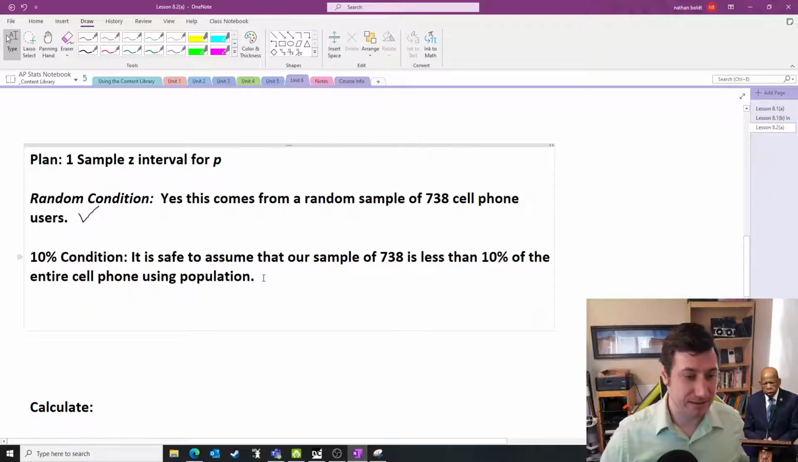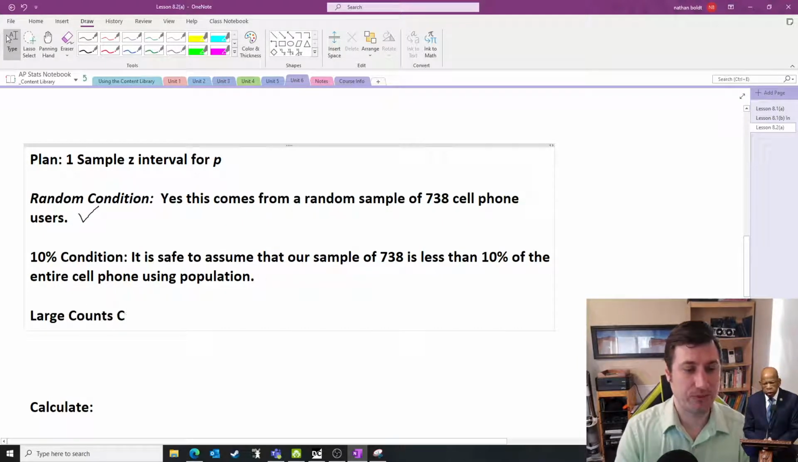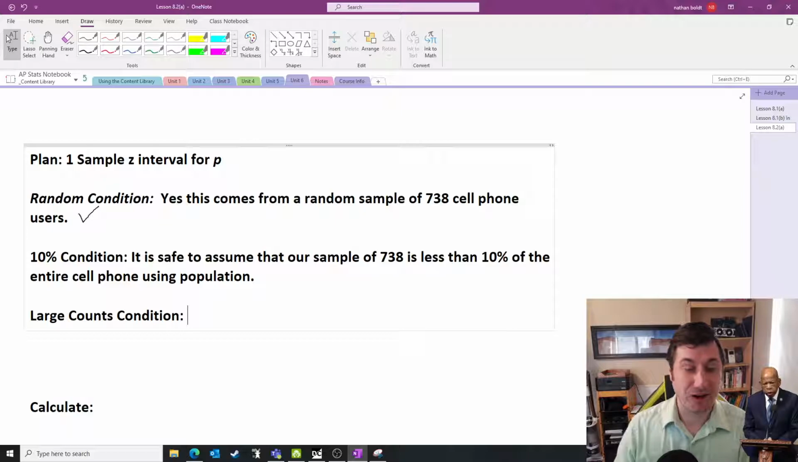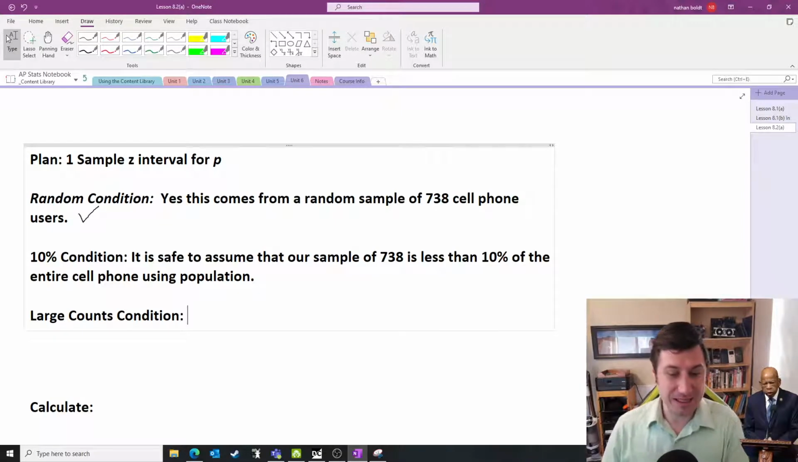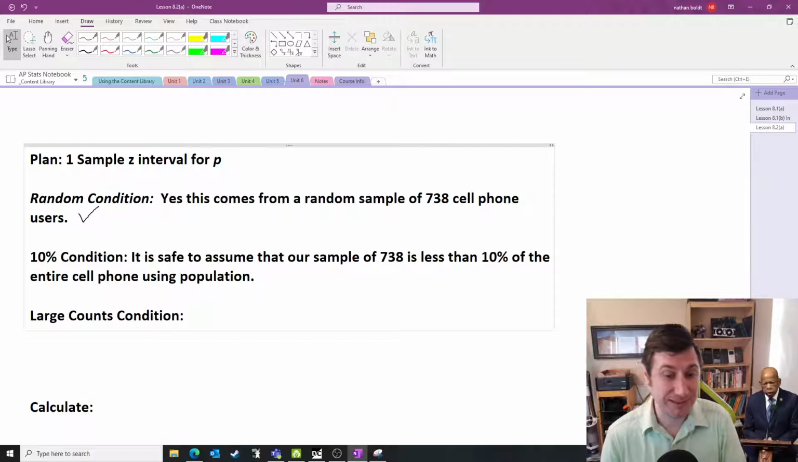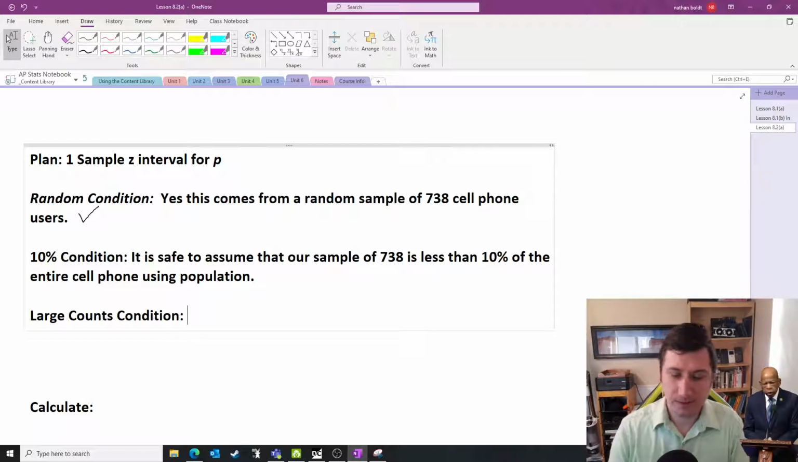All right, and last, the large counts condition. All of this is based off the normal model, right? We need our sampling distribution for these samples to be normal. That's how our 95% confidence interval is based, or any percent under the normal curve. So how do we know our sampling distribution would be normal? If we have more than 10 successes, more than 10 failures, okay? So we have to check n times p and n times q.